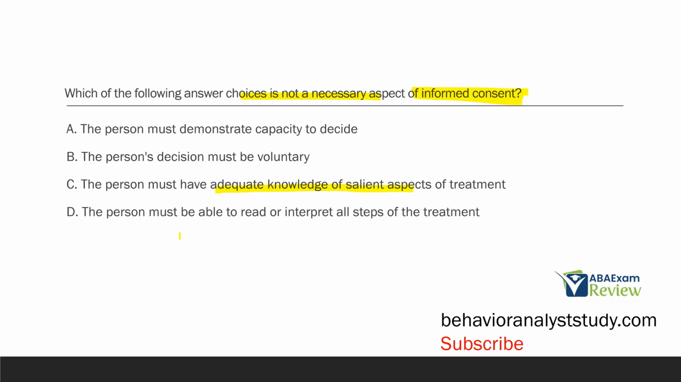So if you think about D, the person must be able to read or interpret all steps of the treatment. Well, that's not necessary. It's not necessary for the person giving informed consent to know every single thing about the treatment, every bit about it, and to be able to replicate it perfectly. They just have to understand and know the most important parts of that treatment and what is expected of them.